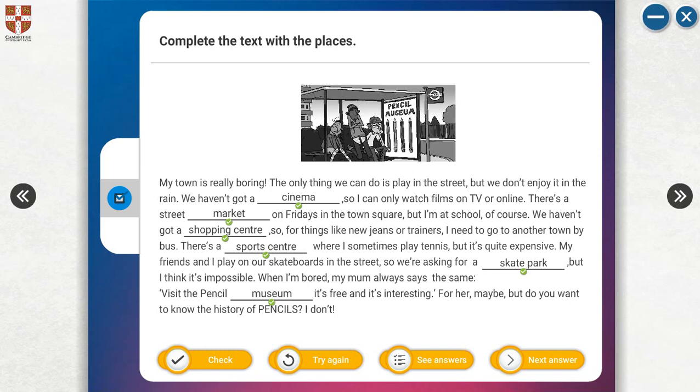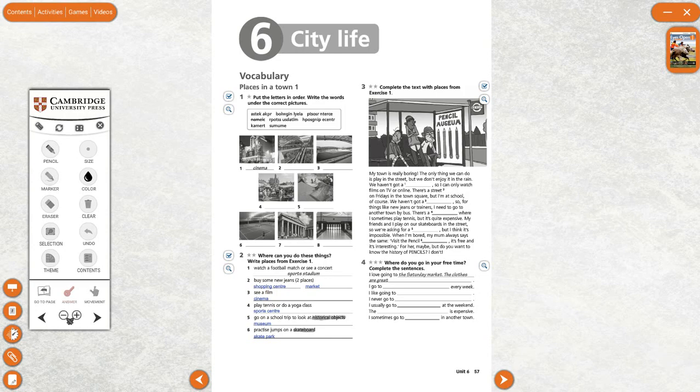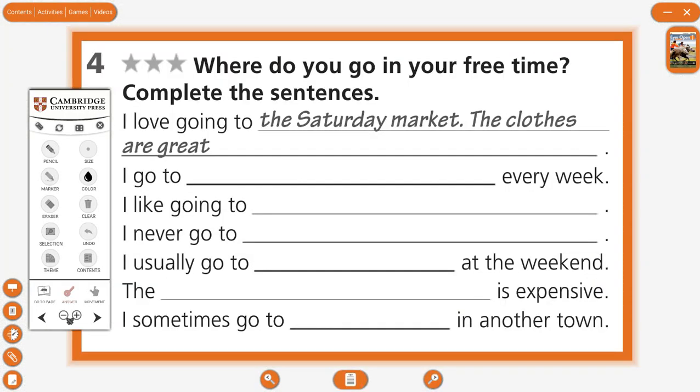Okay, now I'll pass this exercise. Look at exercise 4. Where do you go in your free time? Complete the sentences on your own for your answer. The first sentence is completed, so we have to complete the other sentences.